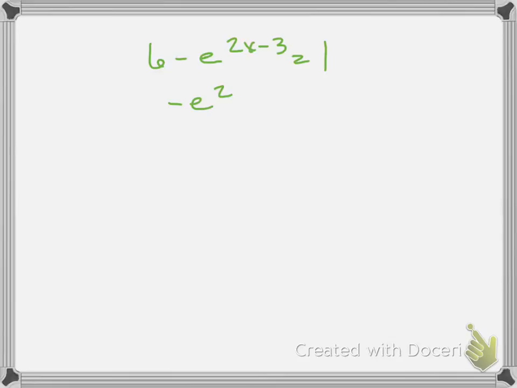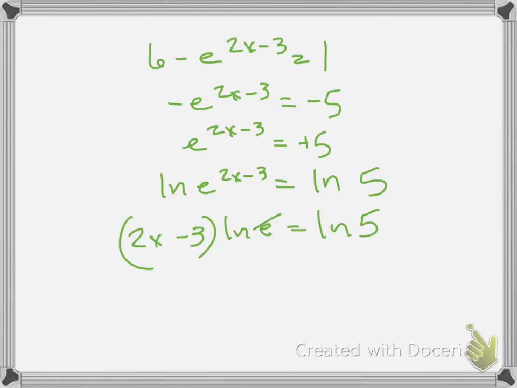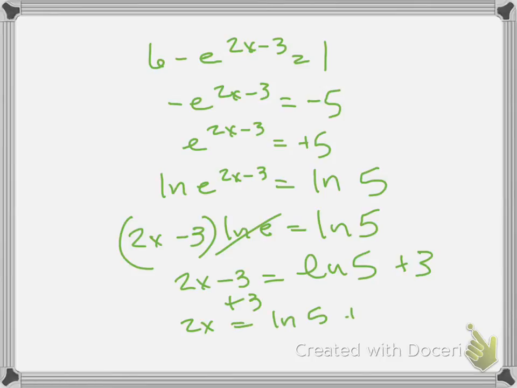If I have the natural log of e to the 2x minus 3 is equal to 1. I get rid of the 6, move it to the other side. I take the natural log of both sides. My exponent becomes my coefficient. The natural log of e is equal to 1. And look how simply this will solve. Simple, simple, simple. Just using those rules that we learned at the beginning of the chapter.